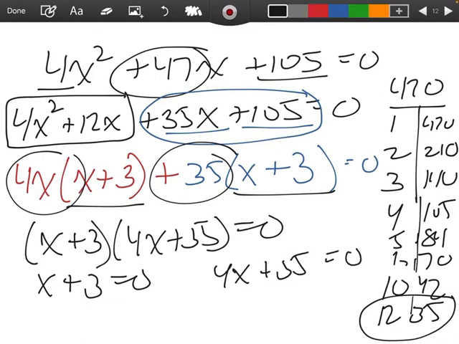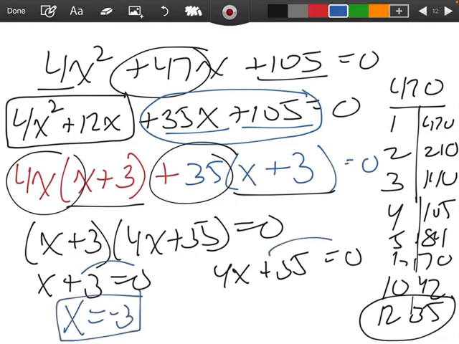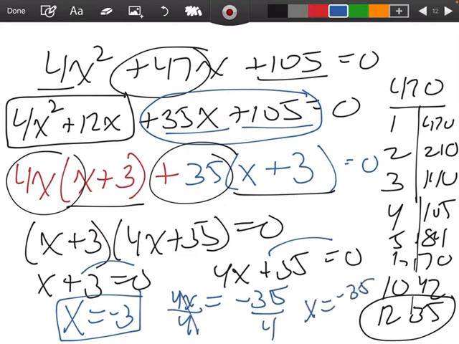here when I move this 3 over, that's going to be a negative 3, right? And then when I move this 35 over, that's going to be 4x equals negative 35. I'm going to divide both sides by 4. So we're going to get a negative 35 over 4. Okay, so I came up with two answers, right? One of them is a negative 3. One of them is a negative 35 over 4.